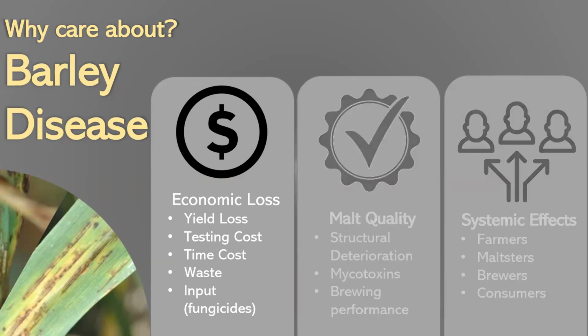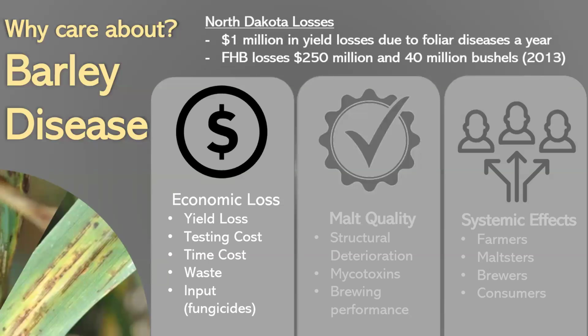Just focusing on some of the economic inputs, Dr. Andrew Friskop has determined that foliar disease, despite having resistant lines and despite using foliar fungicides, is costing North Dakota barley farmers an estimated $1 million in yield loss each year. And just to highlight how bad it can get, in North Dakota in 2013, it was estimated an annual loss of $250 million and 40 million bushels due to contamination from Fusarium head blight.